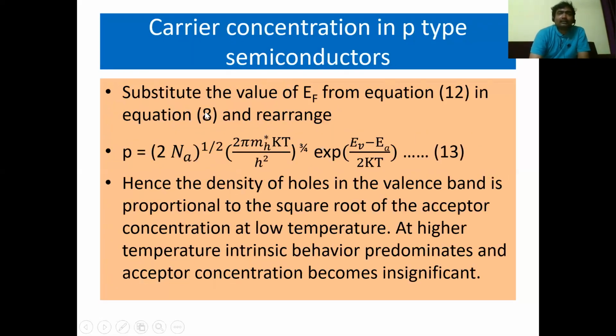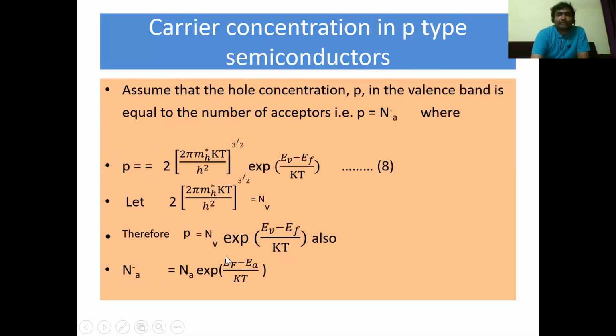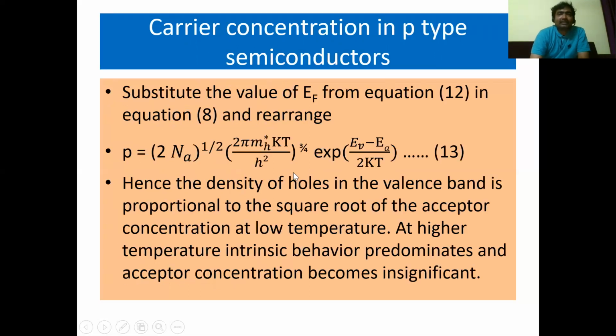Now substitute the value of EF from equation 12 in equation 8. So we got the EF value from this equation. Substitute this in this equation: P equals 2 into (2 pi m_s star kT by h square) whole power 3 by 2 into exponential of (EV minus EF) by kT. Substituting the EF value from equation 12, it now becomes P equals 2 Na whole to the power of half into (2 pi m_s star kT by h square) whole power 3 by 4 into exponential of (EV minus EA) divided by 2kT.